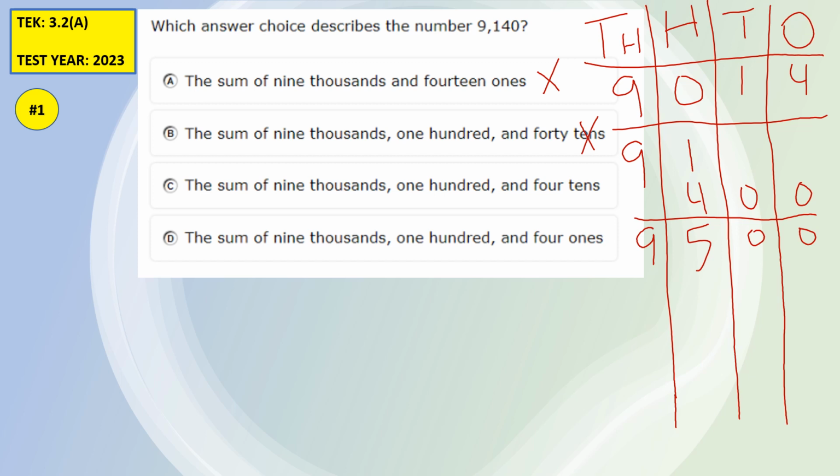Let's look at C. C says the sum of 9 thousands, 100, and 4 tens. Well, that's it, 9,140. So the answer for this particular question would be C.